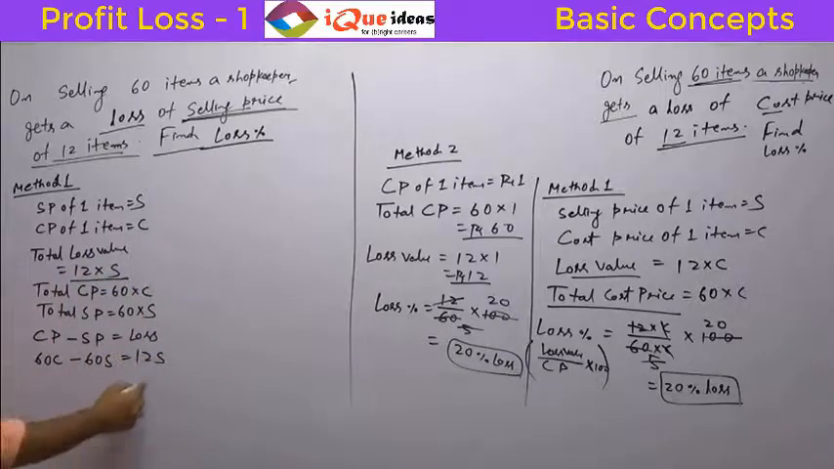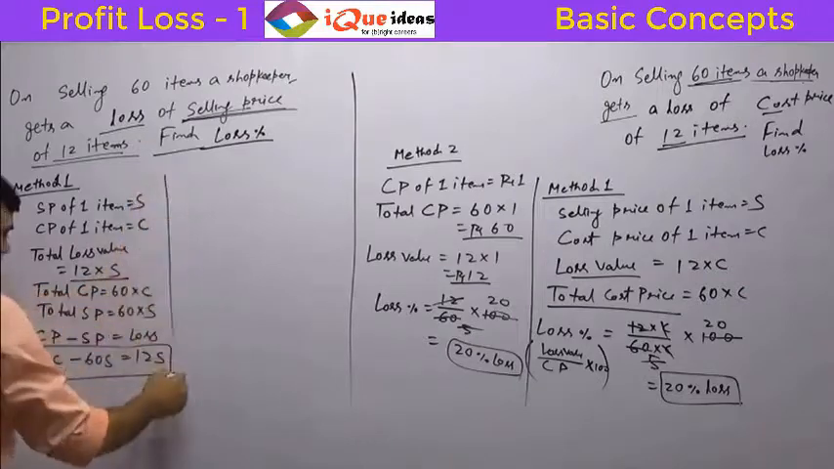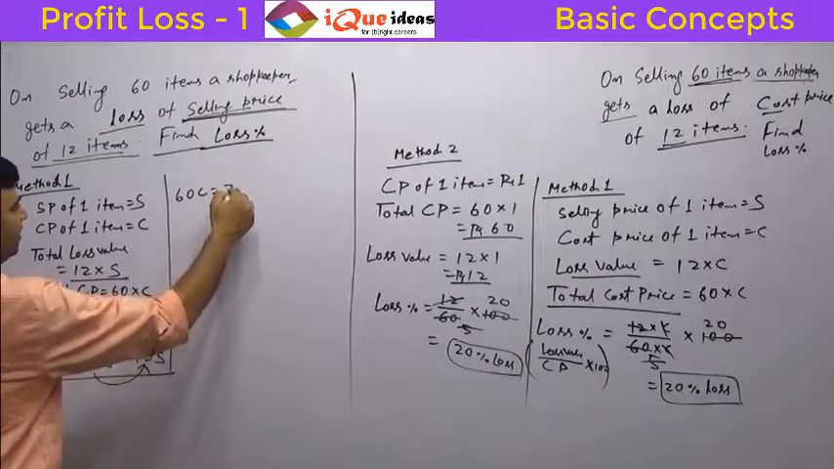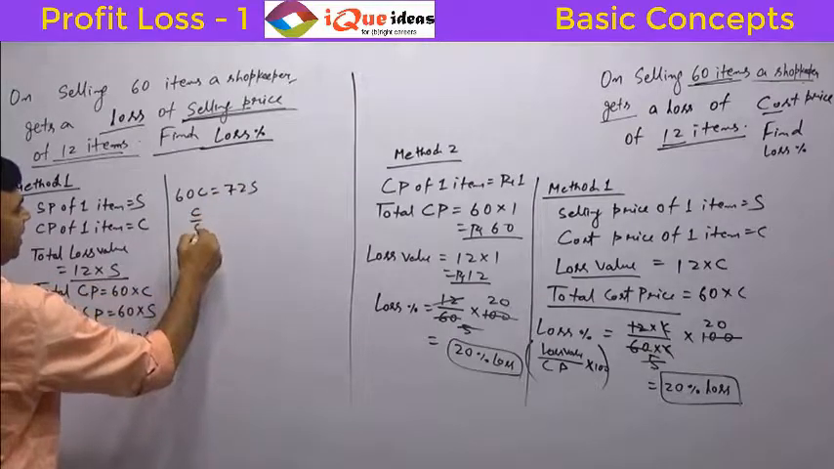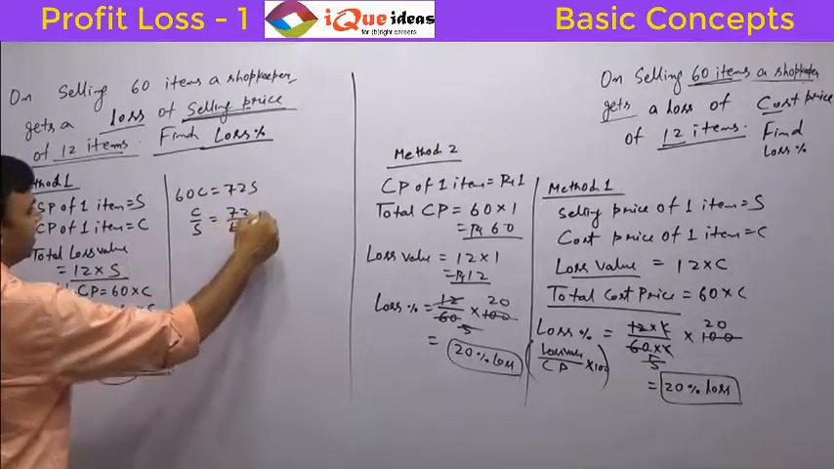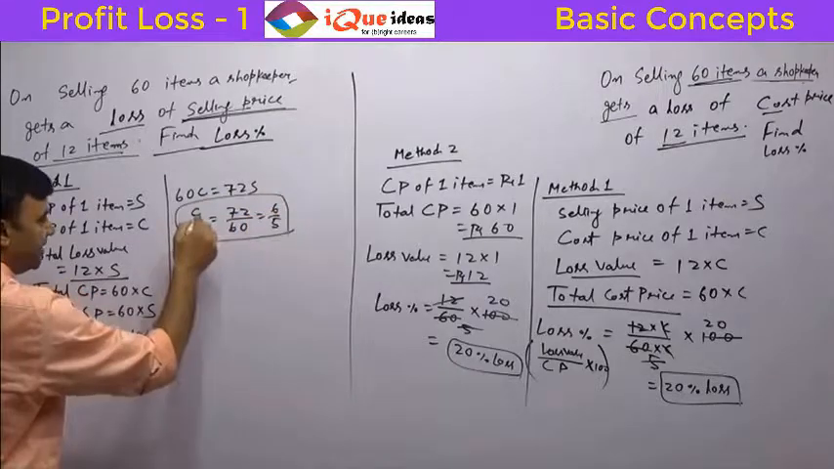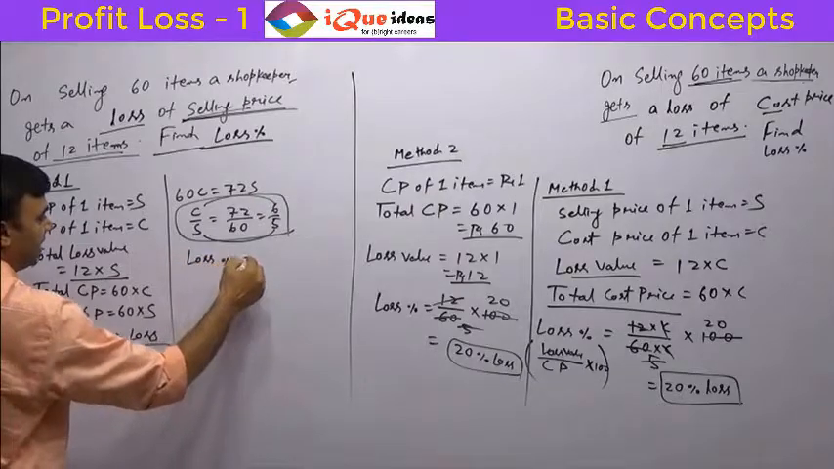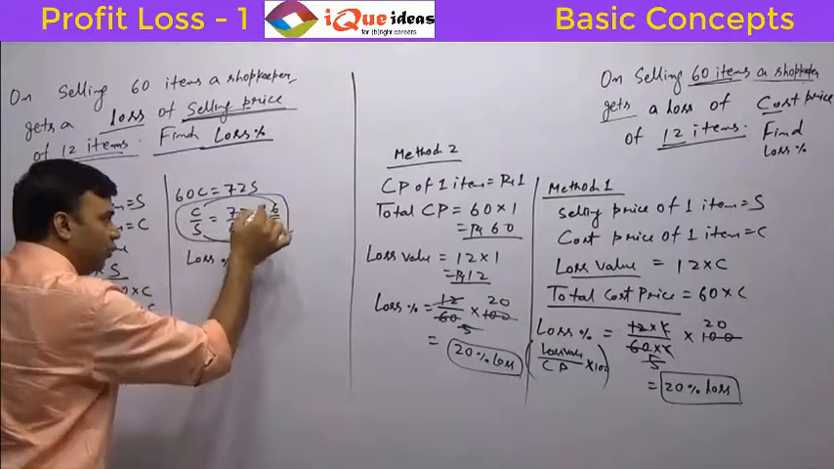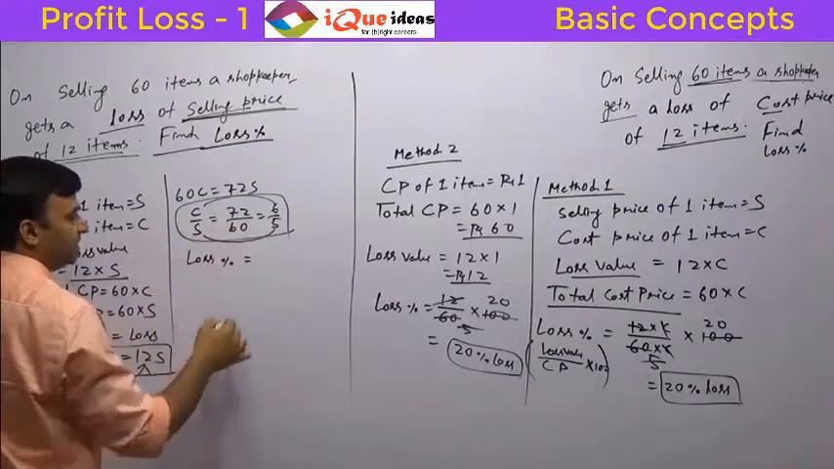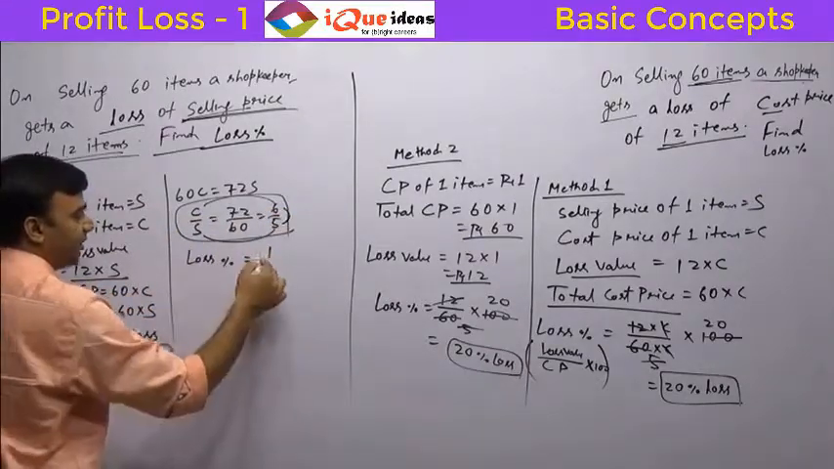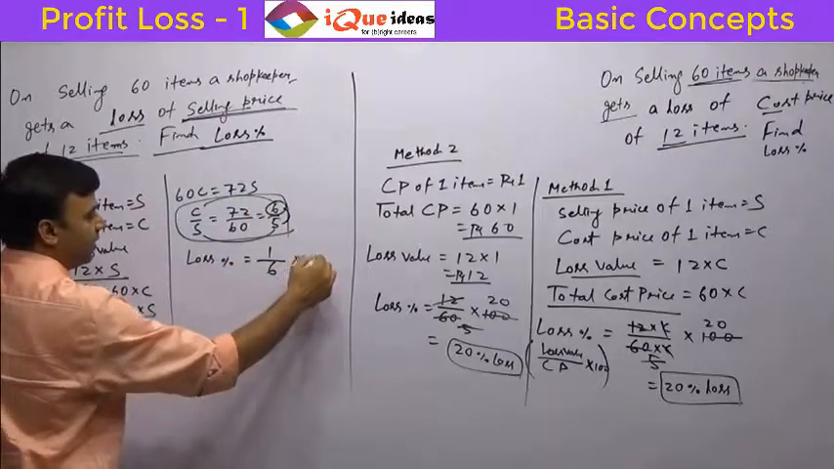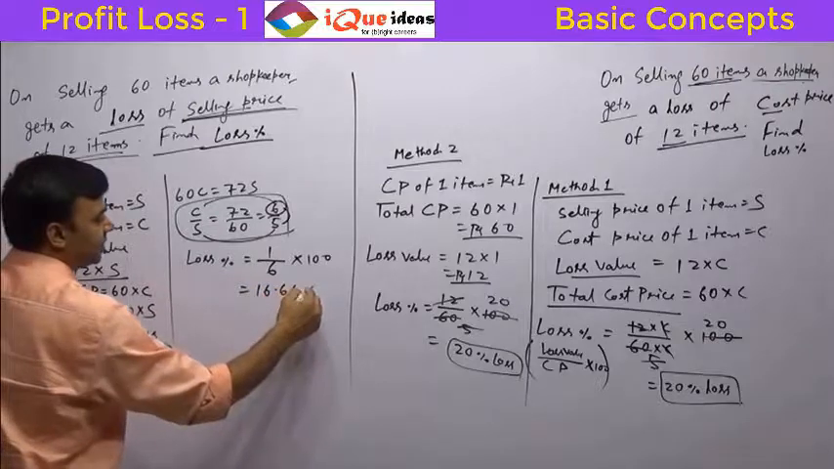Understand this clearly. Now this gives us 60C is equal to, the 60S goes to the other side and gets added, 72S. So we have C upon S equal to 72 upon 60, that is 6 by 5. So as you can see, cost price is higher, selling price is less, so there is a loss. And the loss percentage can be calculated as, if I take this cost price value to be 6 rupees, selling price value to be 5 rupees, there is a difference value of 1 rupee. So loss value is 1 divided by cost price. Now cost price is taken as 6, so it is 6 into 100. So it is 16.66% loss.